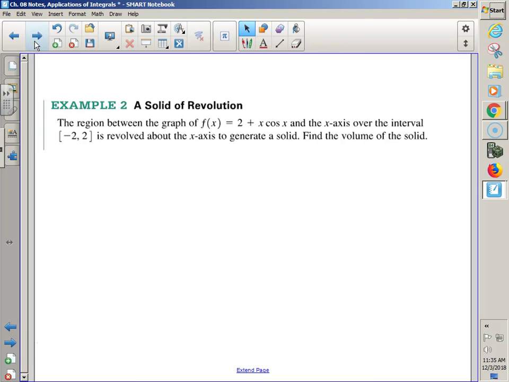How do you know if it's a disc or a washer? Flush or not flush? So you have to picture the area being revolved. You have to picture the area being revolved and whether it's flush or not flush.